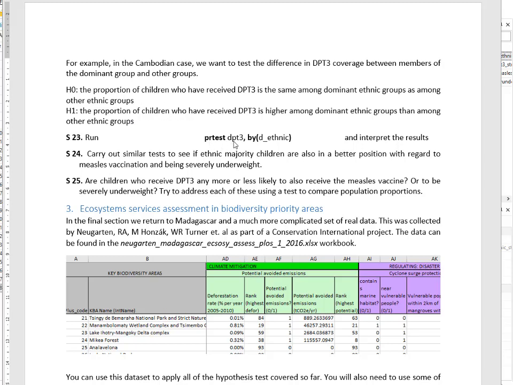So the way this is put in is it's the same proportions test, but use this by option. This is a categorical variable that separates it into dominant, non-dominant. So this must be a 0-1 variable, and this must just be a 2-category variable. This is actually 0-1. So let's just put that in and carry out the test by inserting that into the do file and executing it.